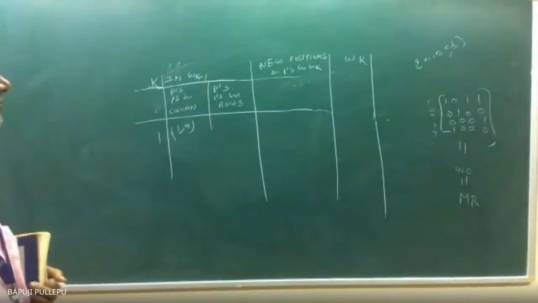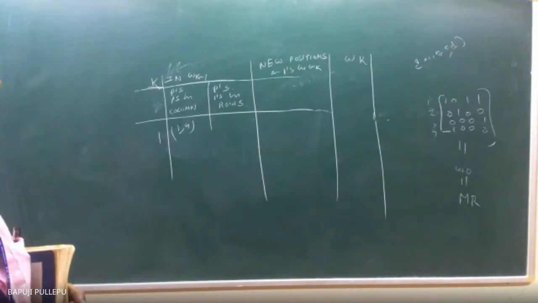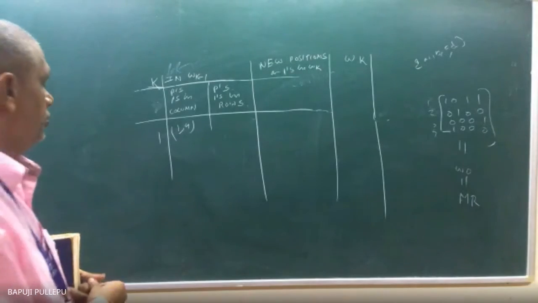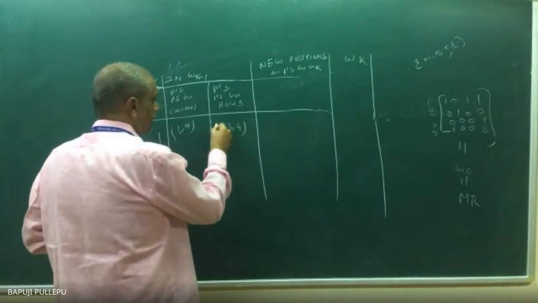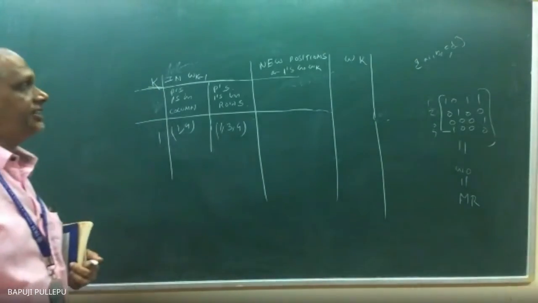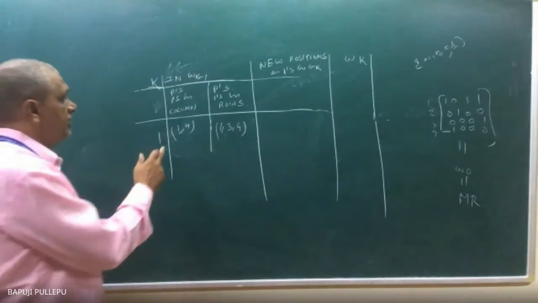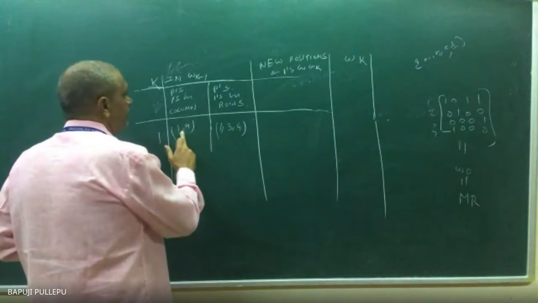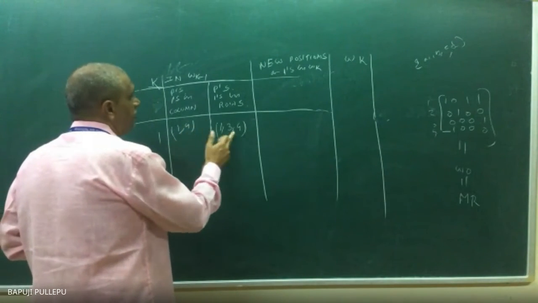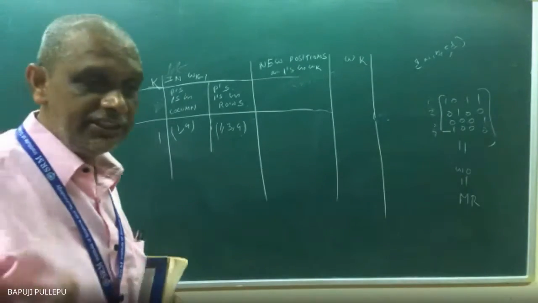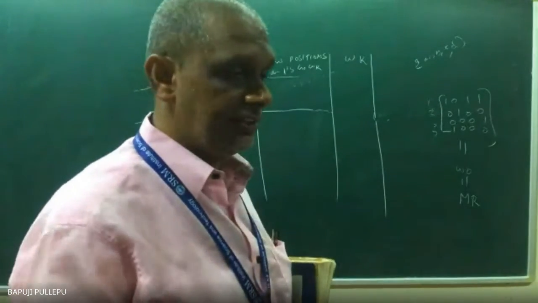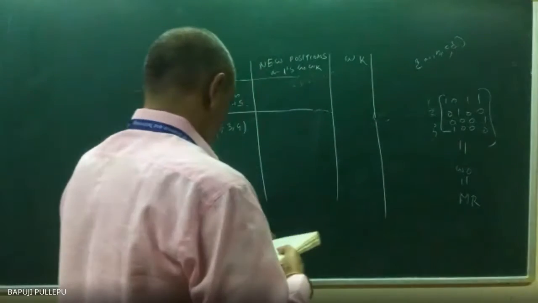Next, the first row: 1, 3, and 4. Very good. So, no confusion. Now, frame the relation. How will you make new positions? 1, 1, 1, 3, 1, 4. You can add 4, 1, 4, 3, 4, 4. Reaching or not? Using these two sets, again frame the relation. Now write the new relation. Come on.